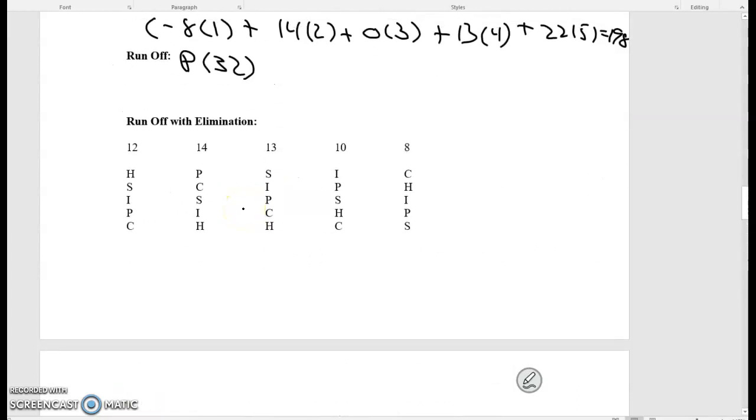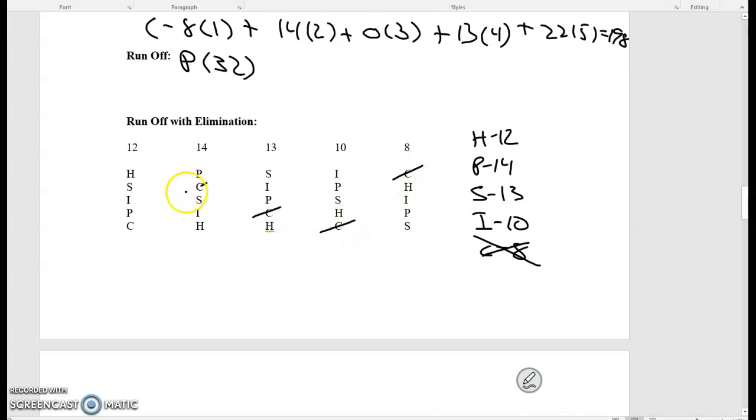Runoff elimination, we write them all down. H is at 12, P is at 14, S is at 13, I is at 10, and C is at 8. And we cross out one at a time. The lowest first place vote getter is C. So I eliminate the C's. And those 8 votes go to H. I redistribute right away. So H is no longer 12, it's at 20.